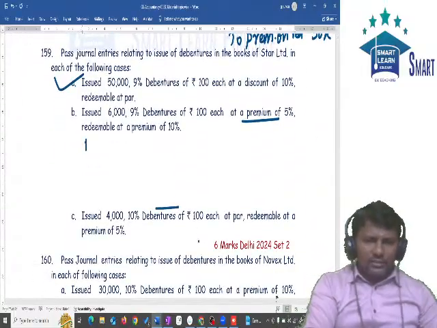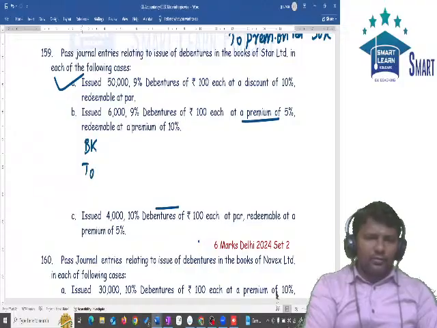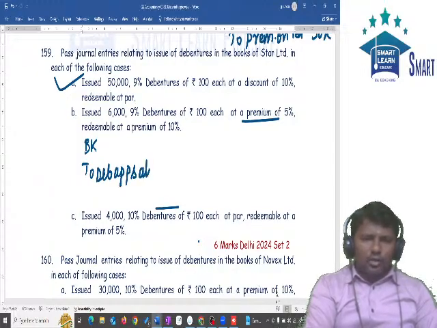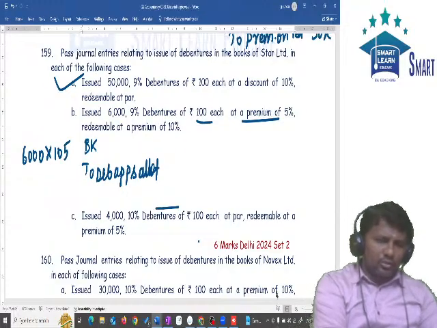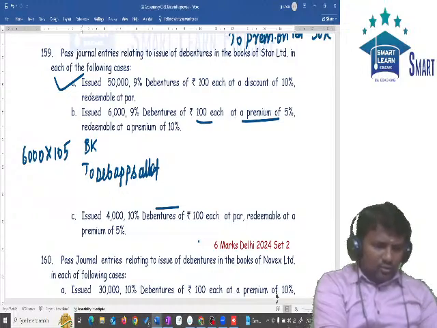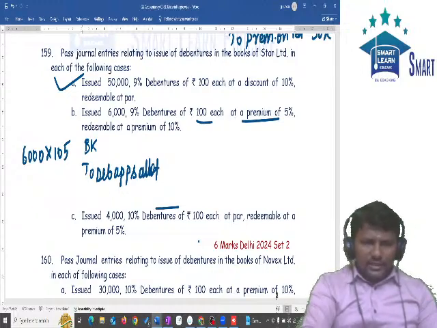First entry, what is the first entry? Bank account debit to debenture application and allotment. 6,000 is the number of debentures, into what is the rate? 100 rupees is the face value, 10% premium. So 6,000 into 105. Tell me, 6,000 into 105 will give you 6 lakh and 30,000.